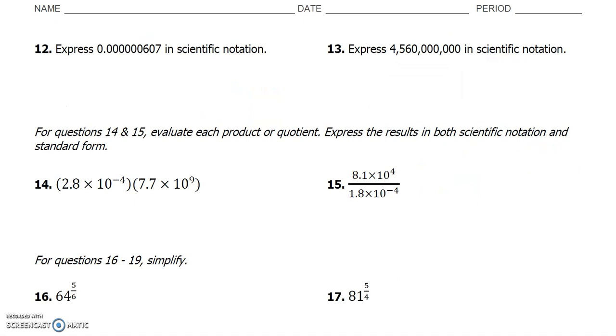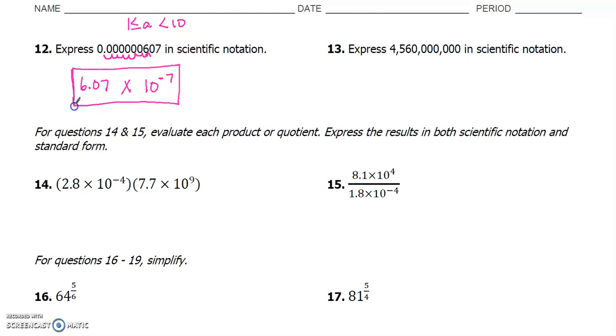Right, number 12 is asking us to express the decimal in scientific notation. So we need to move the decimal point to the right to where when we stop, we will have created a number that needs to be 1 or greater, but less than 10. I need to move right there. So it'll be 6.07 times 10, and then how many places did we go? We went 1, 2, 3, 4, 5, 6, 7 places. And it was a decimal, so it will be a -7.